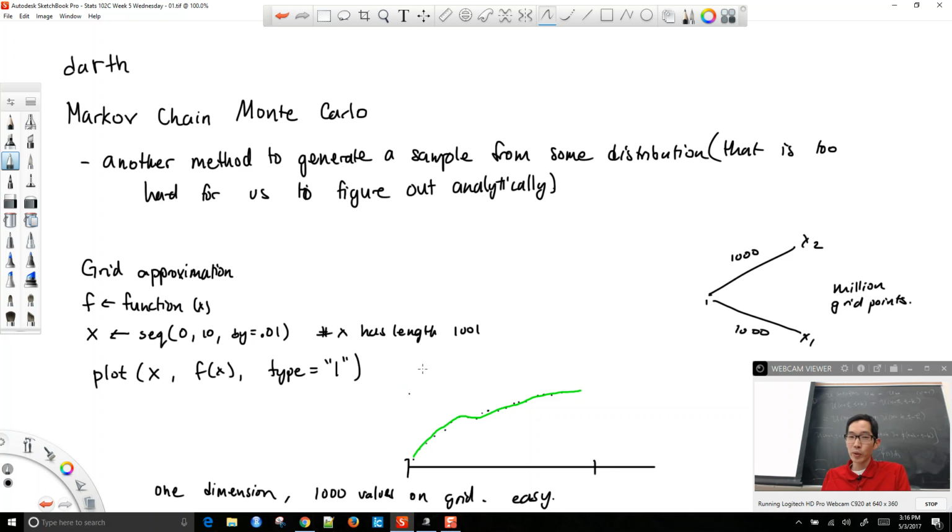But again, grid approximation works well with one dimension, but as soon as you start climbing the dimensions, you've got too many grid points to figure out. So in higher dimensions, this doesn't work.